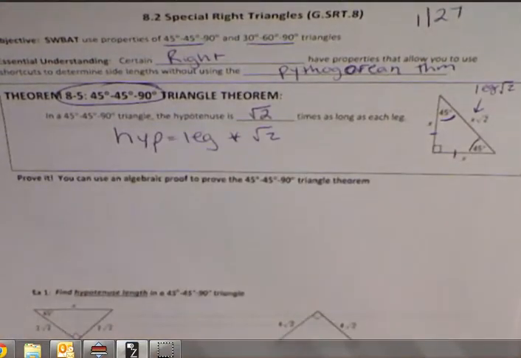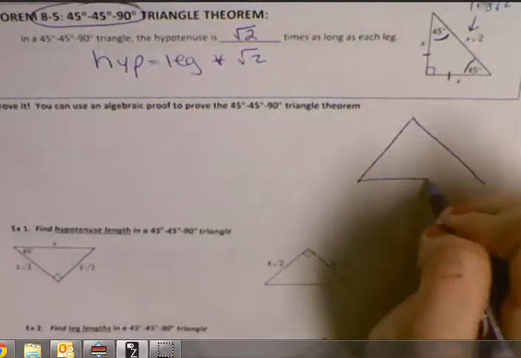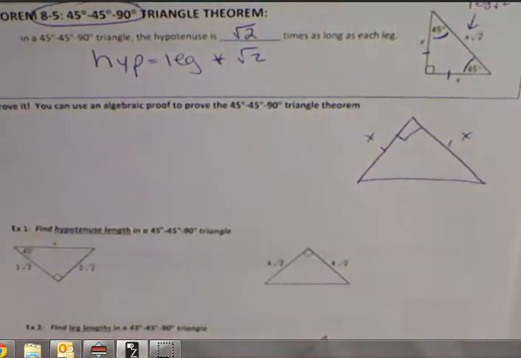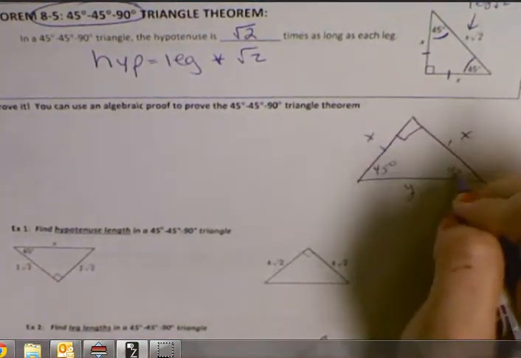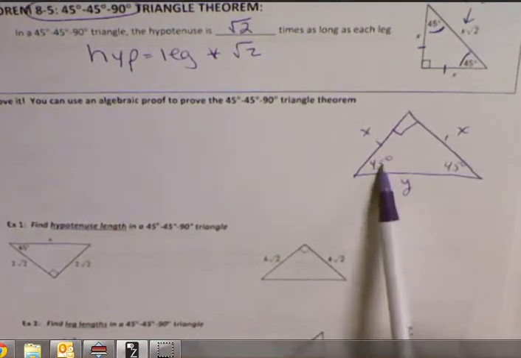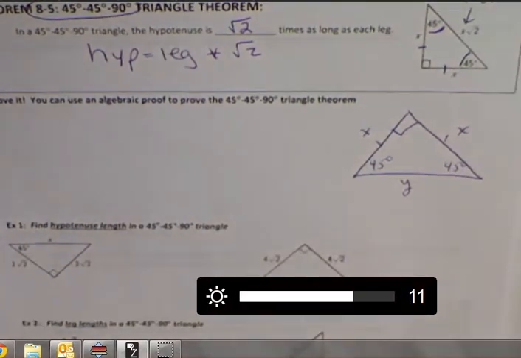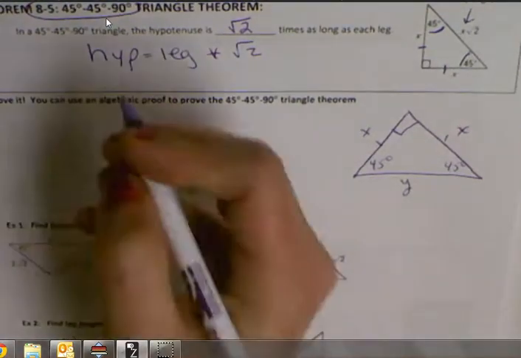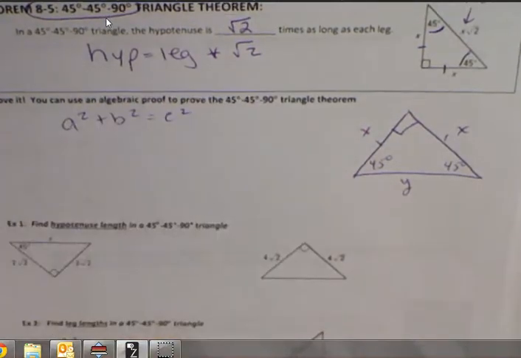So let's do a quick algebraic proof of this. If we have a right triangle, an isosceles right triangle, and we define the legs to be x, and the hypotenuse to be y, since it's isosceles, we know these base angles have to be congruent. One of them is 90, the other two together are complementary, so they add up to 90, so each of them has to be 45. So if we take a look at the proof, what we're trying to show is a squared plus b squared equals c squared.